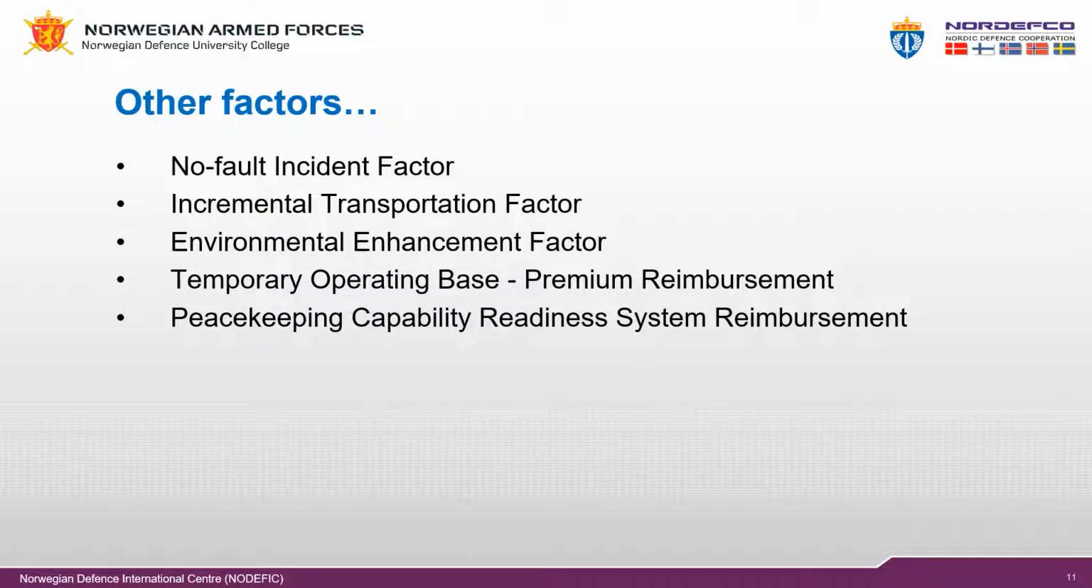The incremental transportation factor applies on the maintenance rate to compensate for the transportation of spare parts and consumables for major equipment items. The environmental enhancement factor applies on tentage, accommodation, and warehouses and equipment storage that have additional features designed to improve the heating and cooling effectiveness and efficiency of the facility, 5% increase. Temporary operation base premium reimbursement applies on 5 specific self-sustainment categories: catering, communication, explosive ordnance disposal, field defense stores, and tentage, under specific conditions, 5% increase per category.